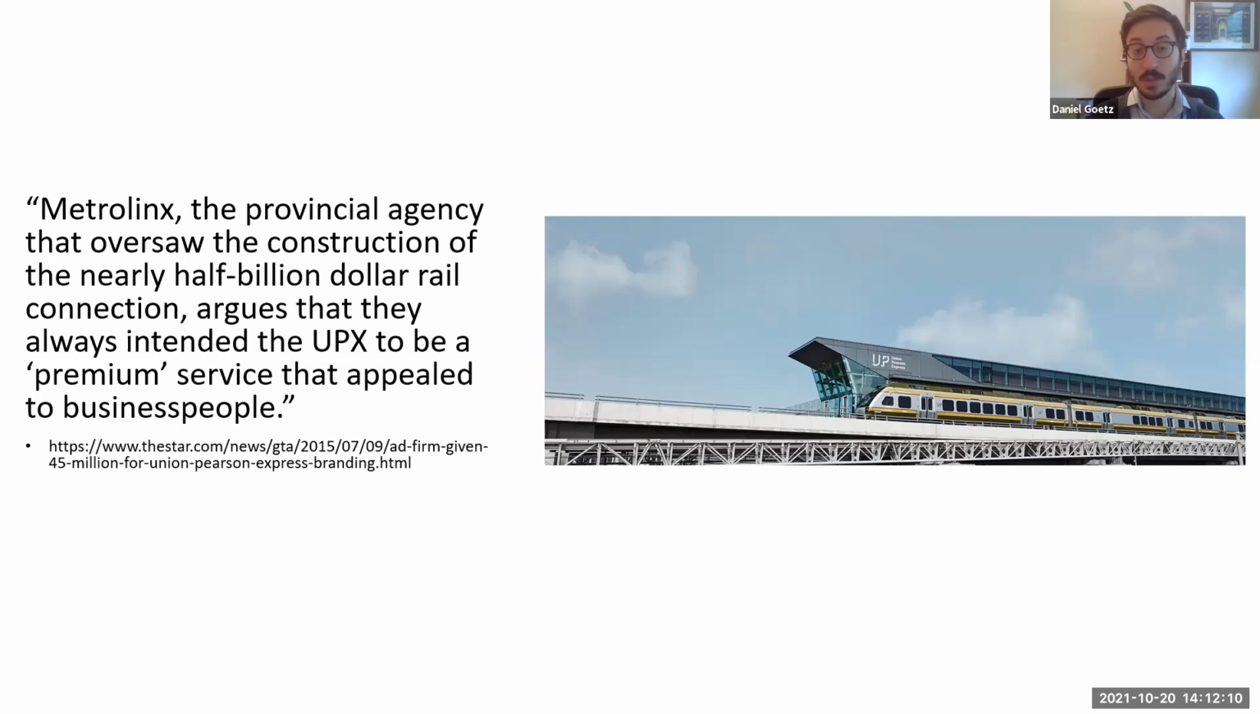A new brand also allows them to charge a higher price. People don't have expectations that this will be a cheap commuter service if it's not called GO, right? Something called UPX, they can charge whatever they want. And initially they did, right? They charged $25 to get to the airport one way. They've since dropped that price substantially when they realized a ton of commuters want to use this service, okay?